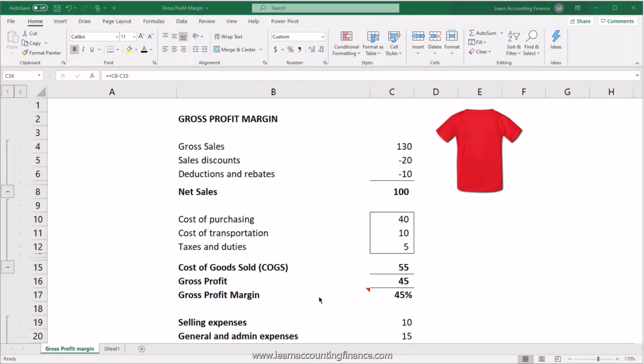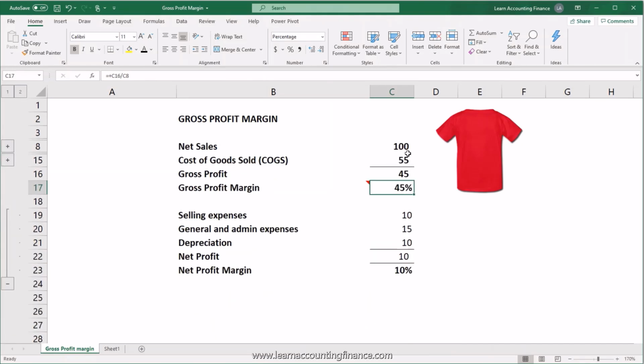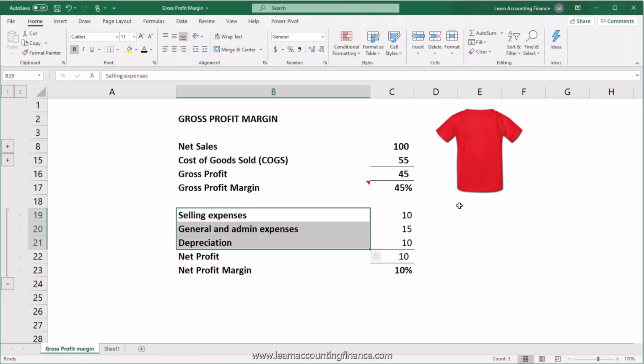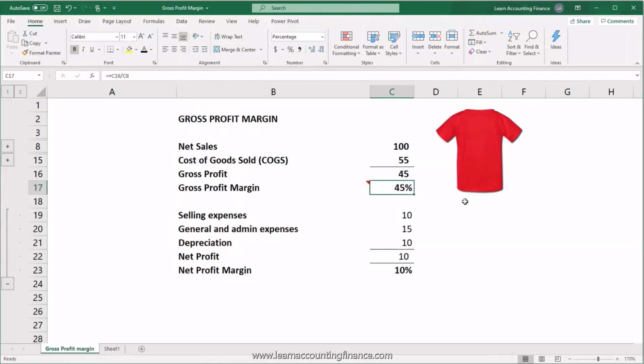Now the next question is, what does gross profit margin show? How do you interpret gross profit margin? In this case, we have a very simple example where your net sales price is $100 and you make a profit of $45, so your profit percentage is 45%. But what this 45% is reflecting is that on any sales that you make, you get to keep 45% after taking into consideration the cost of goods sold. But this does not include other costs, which include your selling expenses and general and admin expenses.